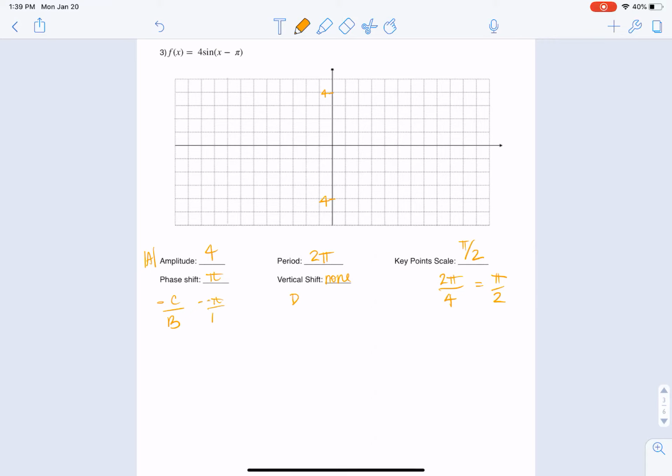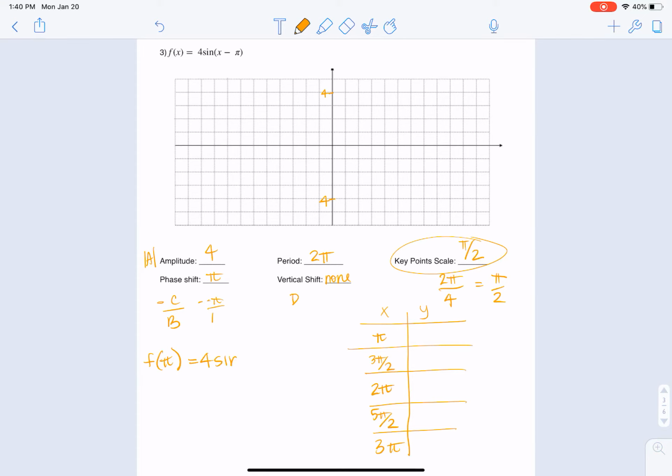So let's go ahead and start making my table. So here I have my X's and Y's. My phase shift is telling me to start my table at pi, and I'm going to increase by increments of pi over 2, which is my key point scale. So I'll then go to 3 pi over 2 and 2 pi and 5 pi over 2 and 3 pi. So I can start plugging in values for this. So f of pi is going to give me 4 times sine of pi minus pi.